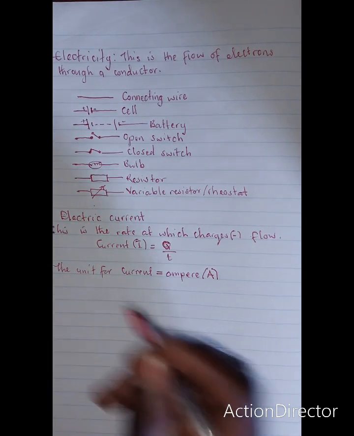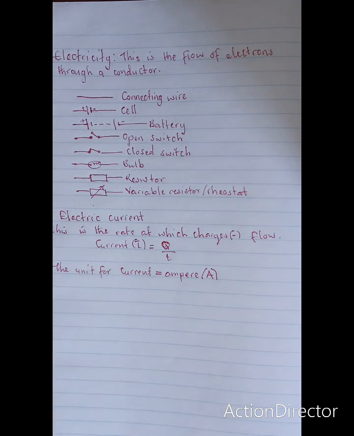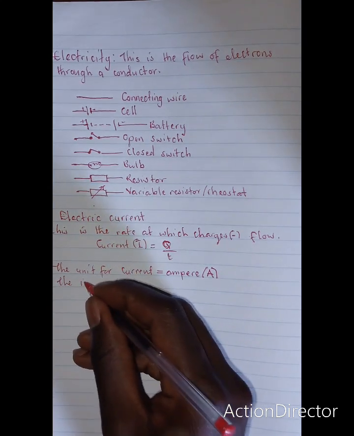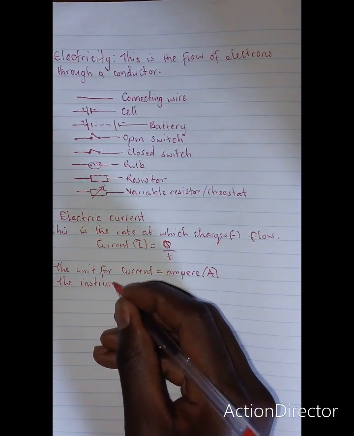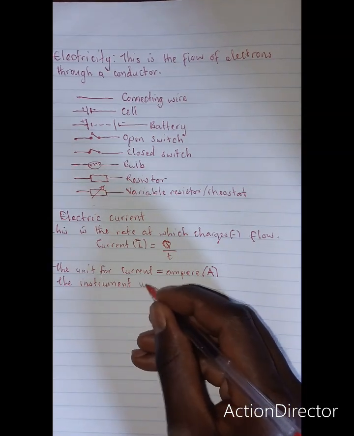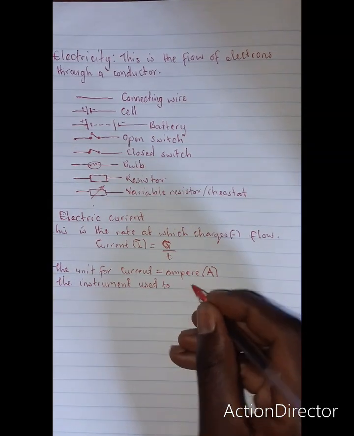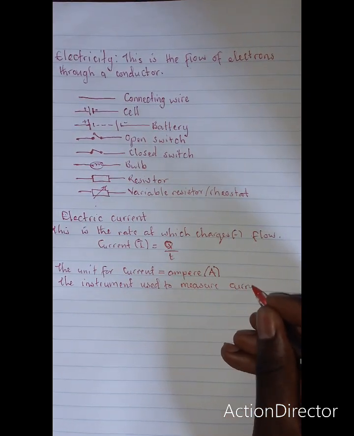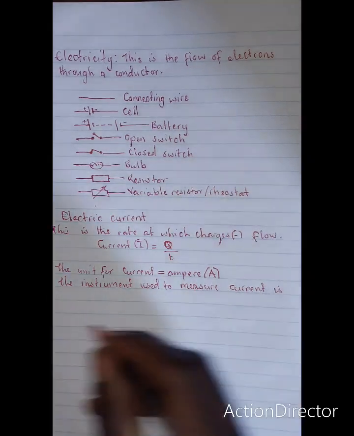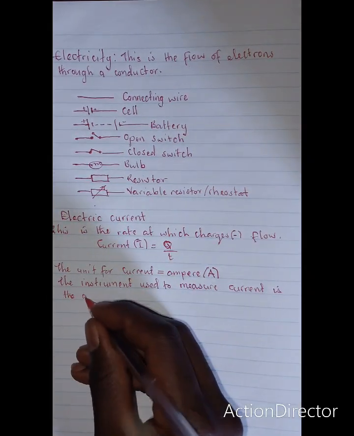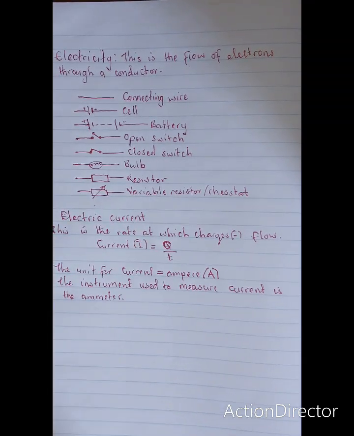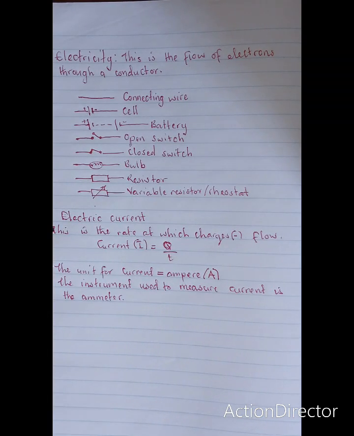The other thing that we are supposed to know is the instrument. What instrument do we use to measure current? The instrument used to measure current is the ammeter. That is the instrument that is used to measure current.